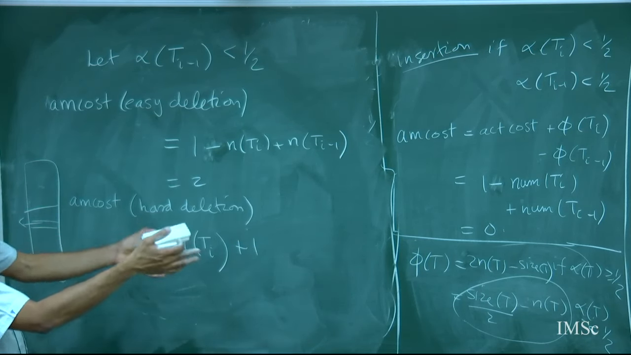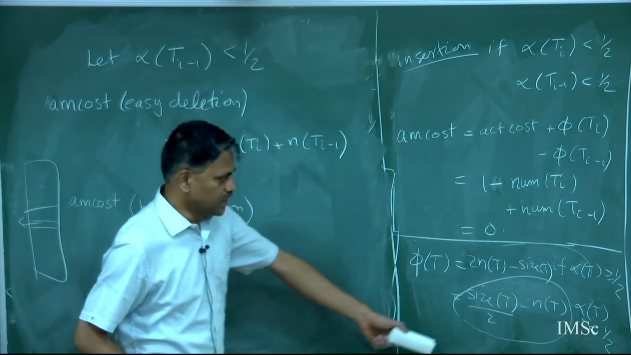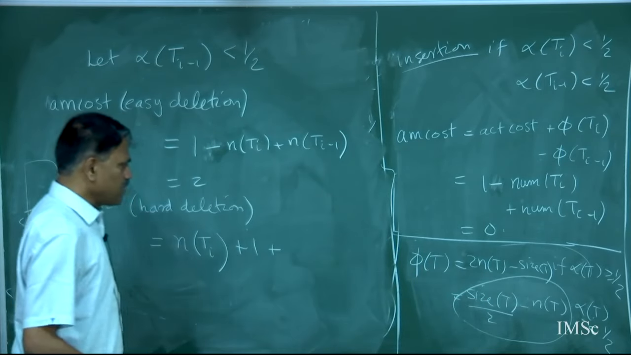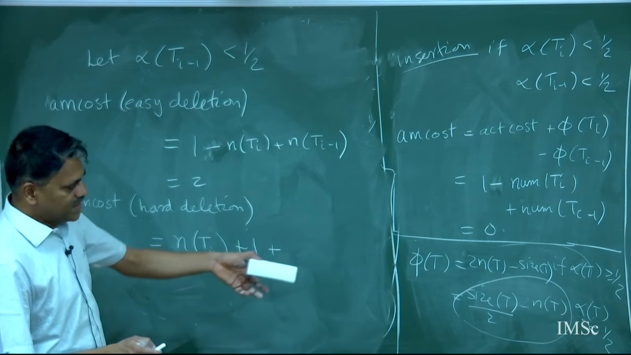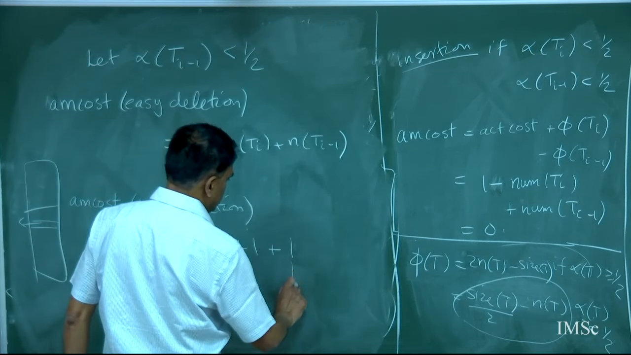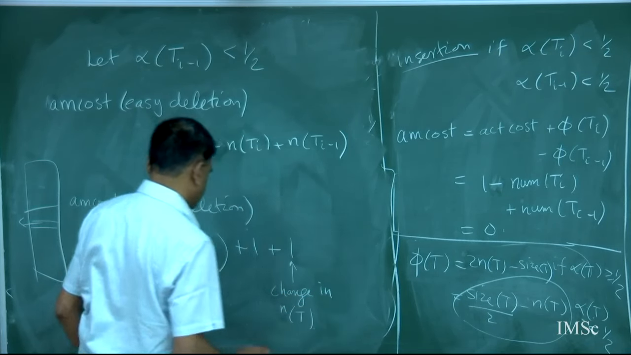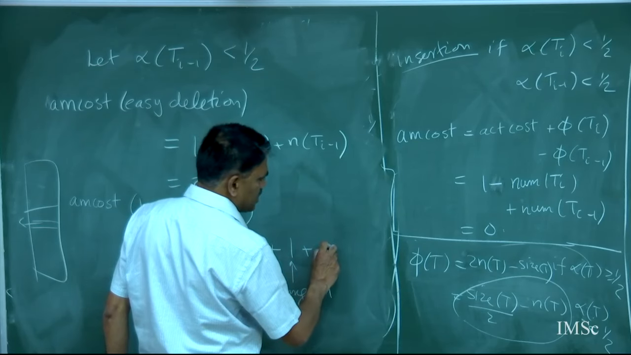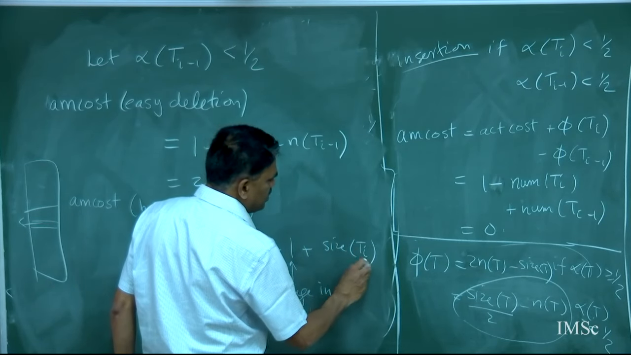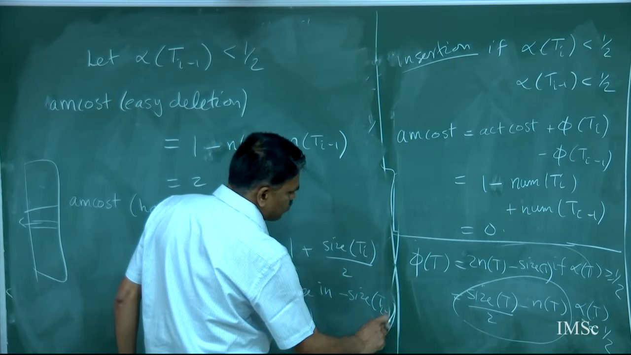Now potential, we just have to plug it in and we get it, right? What is the potential? I'm in this domain. So the number of elements decreases by 1, but it is in the minus domain, so it will be a plus 1, right? Change in n of t. Now let's look at the size. What happens to the size, right? So this is plus size of ti by 2 minus size of ti minus 1 by 2.